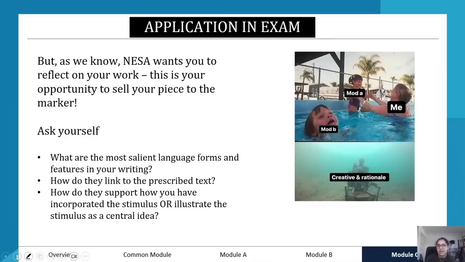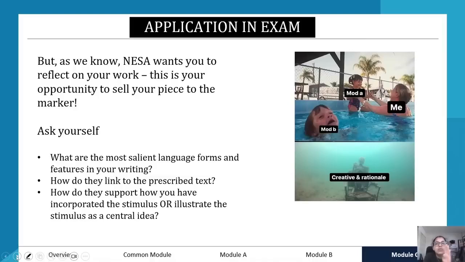So when it comes to reflection in your exams, as we know, NESA wants you to work on your reflection, write a reflection, and this is an opportunity to sell your piece to the marker. That's the key. Think of it as a way to sell your piece to the marker. Use high modality language. That's so important. And make sure you're not looking down at your work. You want to say, okay, this is what I did and this is why I did it.